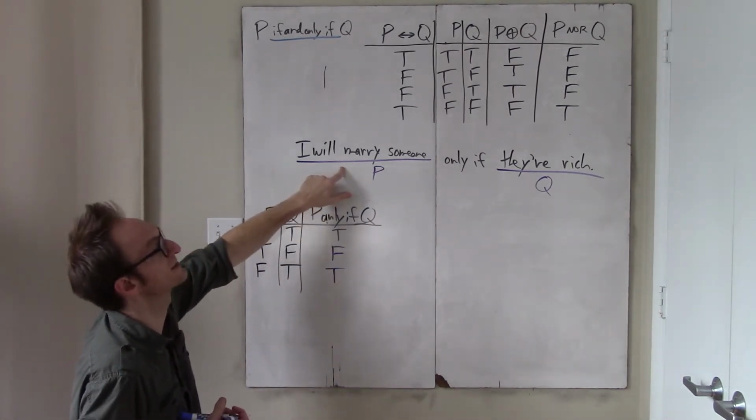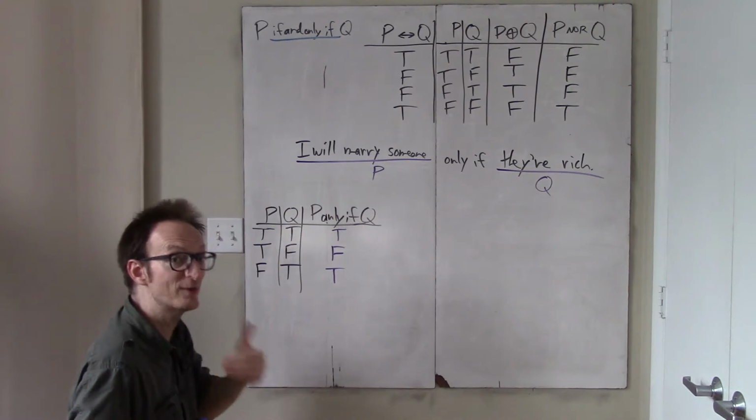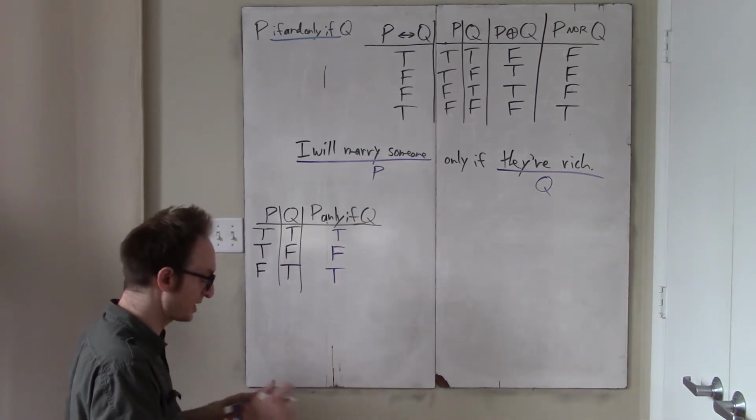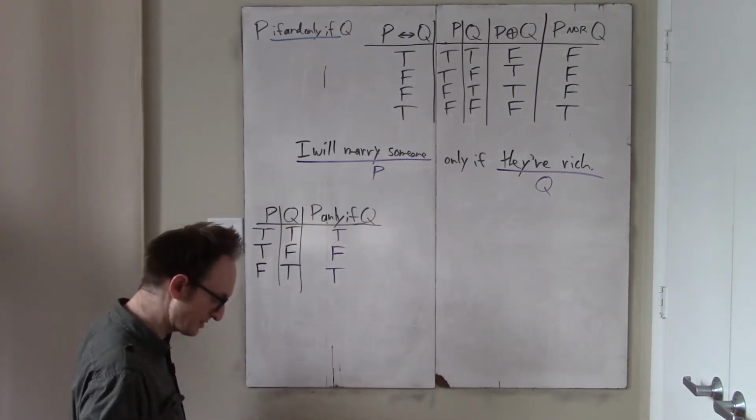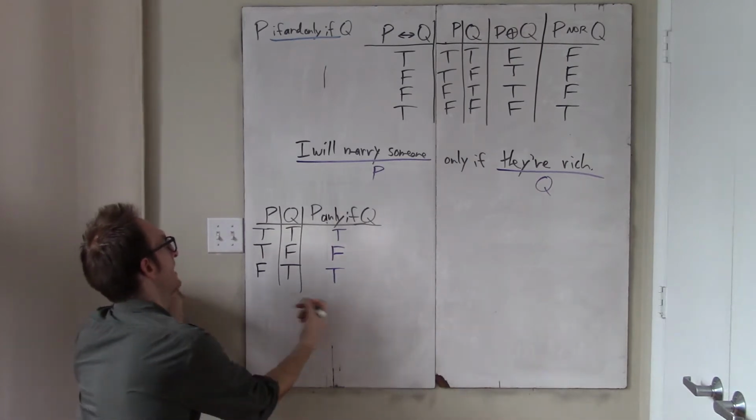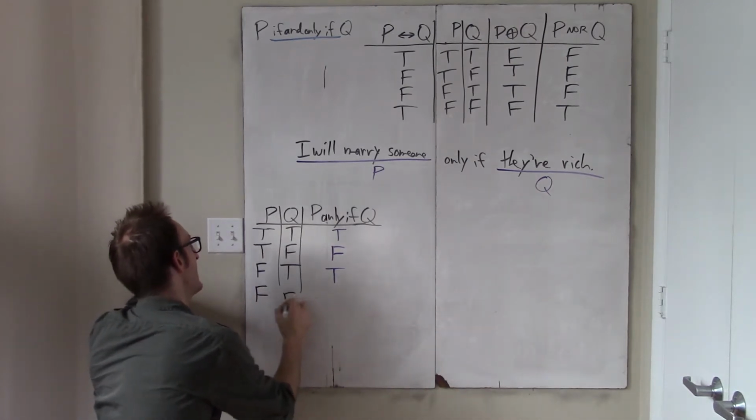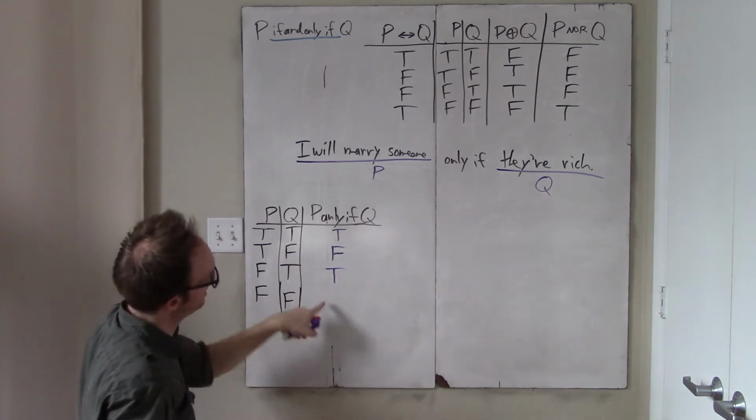Your promise was to marry someone only if they're rich. You're not saying that if they're rich, you'll marry them. I think that's an important distinction. If you say this sentence over and over again to yourself several times, I think it's pretty clear. And then, this video sucks. All right, keep on going.